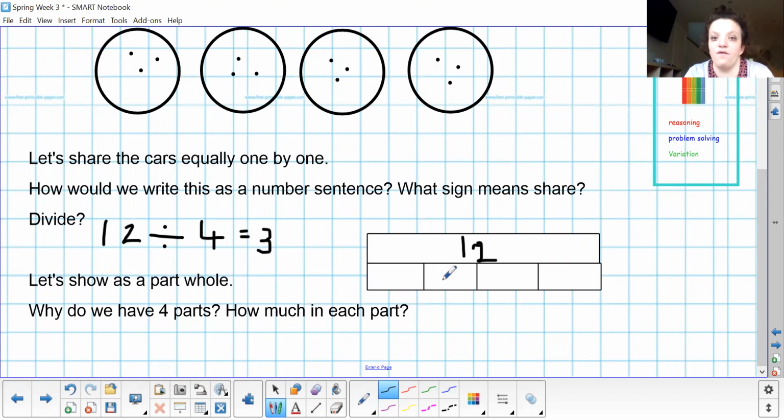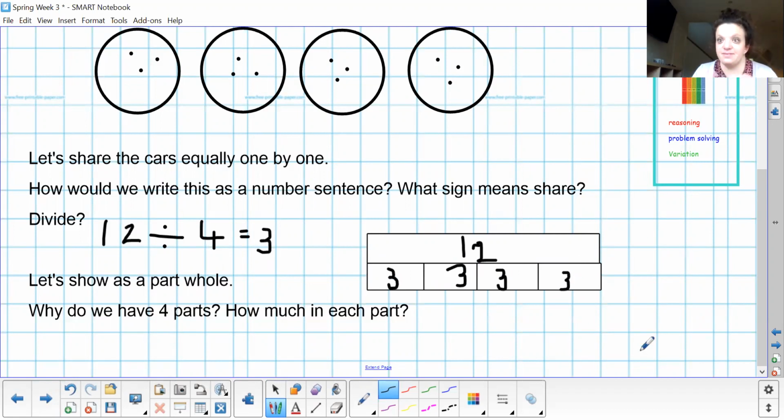Okay, and then I've got 4 parts because I've got 4 groups which I've shared between. And in each group, I'm going to have 3. Okay, and then 3, add 3, add 3, add 3 equals 12.